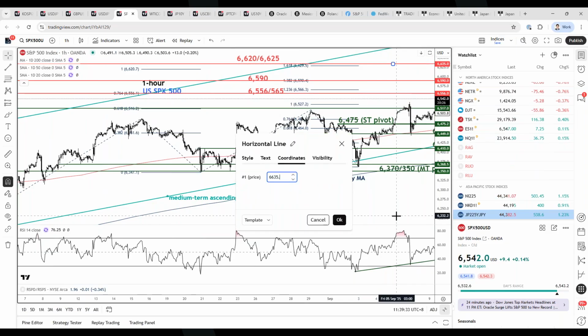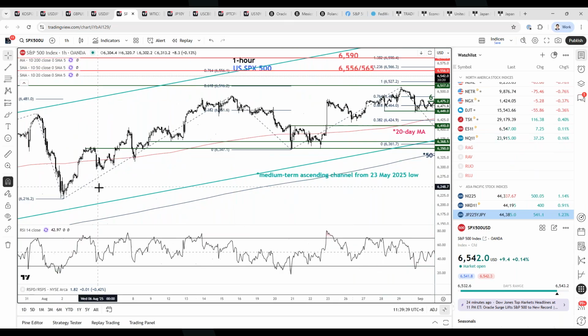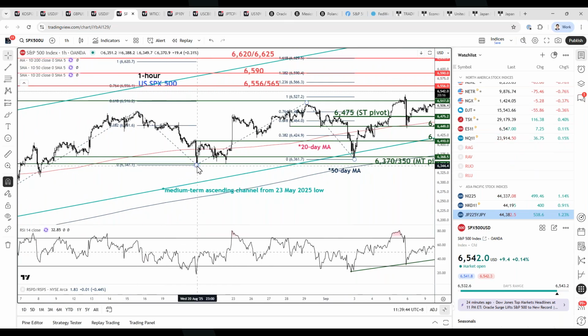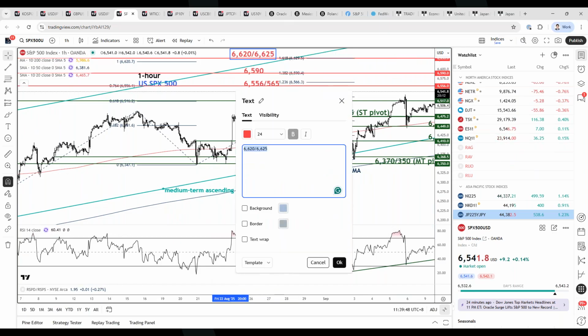6,630. Okay, 6,620, the one time from that low of 2nd of August, and the 1.618 from the low of 20th of August. That will be 6,630 over here. 6,630. All right, good for now.